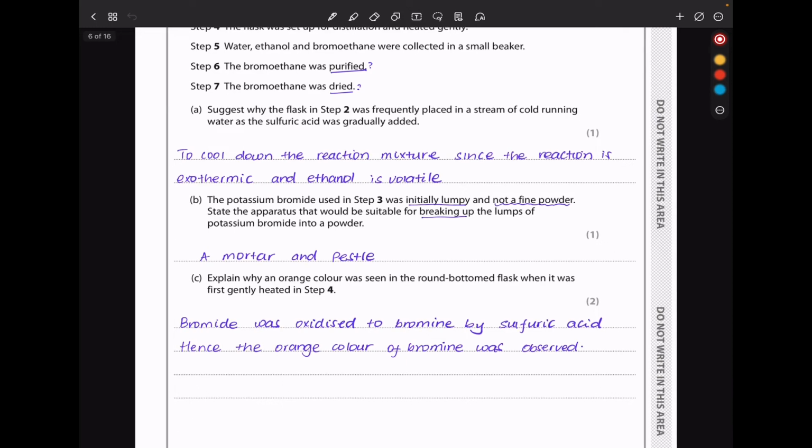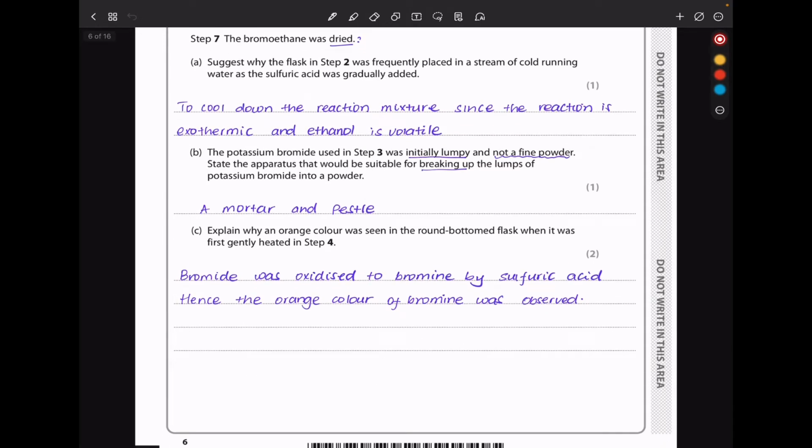In part A, they ask why the flask in step 2 was frequently placed in a stream of cold running water as sulfuric acid was gradually added. This is for cooling, and so this must be an exothermic reaction, so I say to cool down the reaction mixture since the reaction is exothermic and also ethanol is volatile.